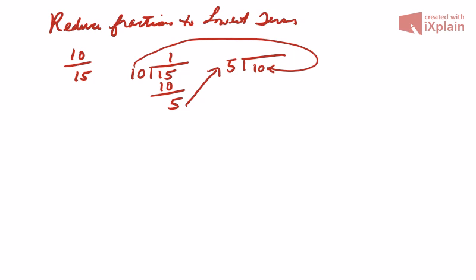5 will go into 10 two times. 2 times 5 is 10 with no remainder. So therefore, the last divisor used is 5. So 5 will go into 10 two times, and then 5 will go into 15 3 times. So 2/3 is your final answer to reduce it down to lowest terms.